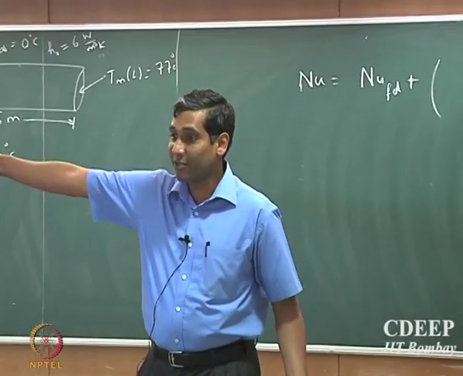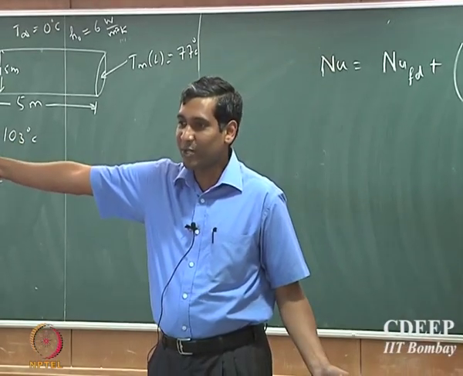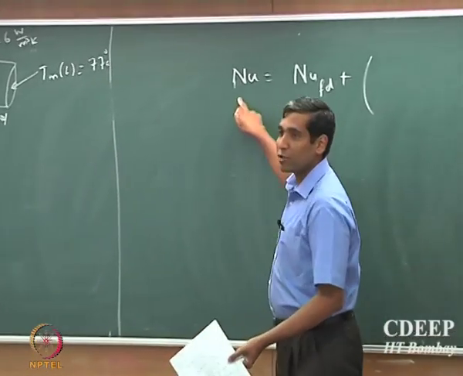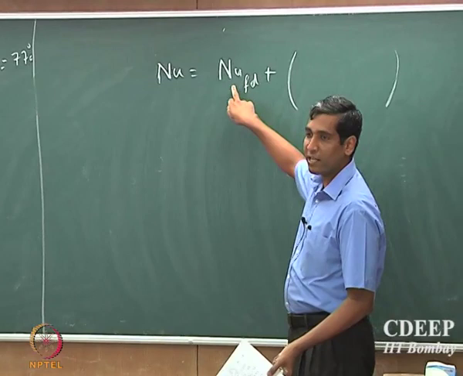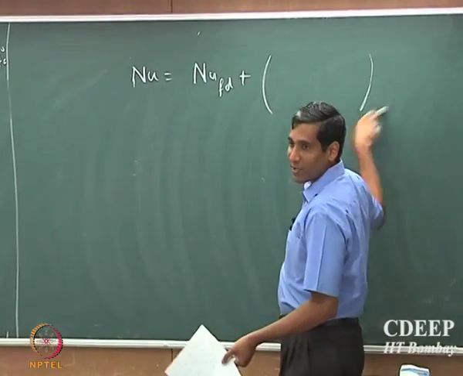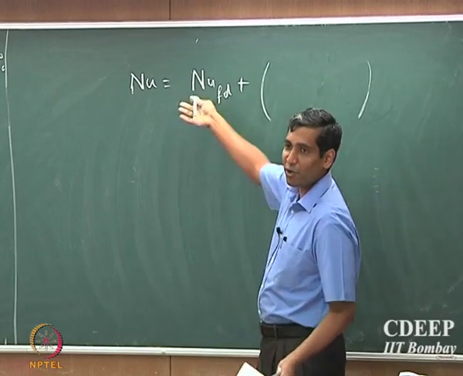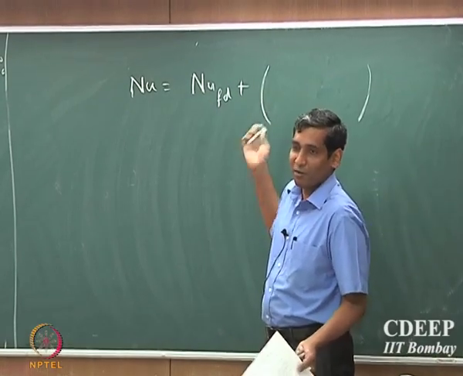But the total length is 7 meters, very small, right? So if you notice the Nusselt number correlation, you will always see that it's the fully developed Nusselt number plus some contribution because of entry length. If this contribution is insignificant, you assume that it's almost constant, that's all.